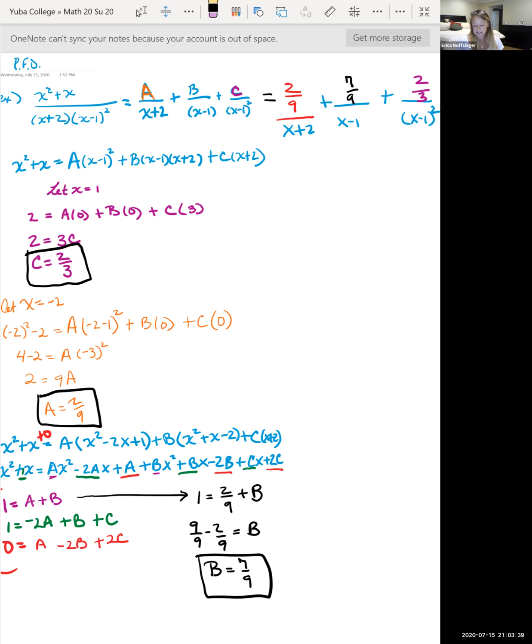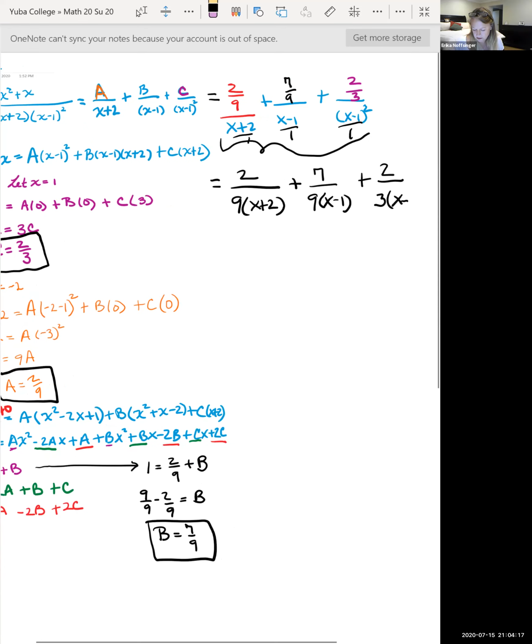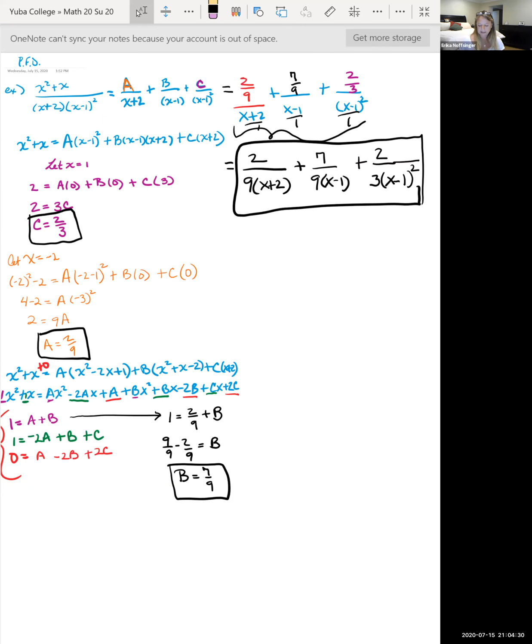Okay, we don't like complex fractions, and so we want to rewrite this. Think of it as invert multiplying if you want, because this is just a fraction over a fraction. So flip it up. This is the same thing as 2 all over 9 times x plus 2, plus, flip it up, we get 7 all over 9 times the quantity x minus 1. Again, flip it up, so we get 2 all over 3 times x minus 1 quantity squared. Okay, so if we got a common denominator and we combine like terms, we should get back x squared plus x all over x plus 2 times x minus 1 quantity squared.